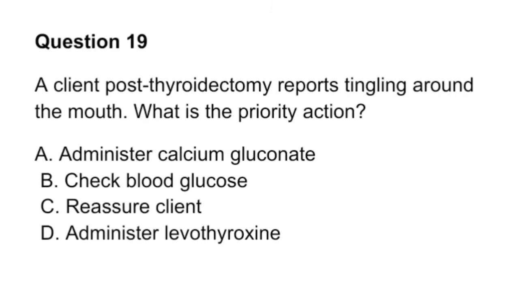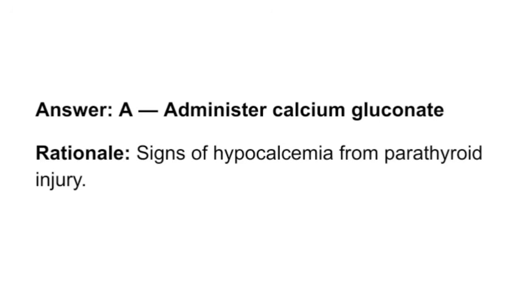Question 19. A client post-thyroidectomy reports tingling around the mouth. What is the priority action? A. Administer calcium gluconate. B. Check blood glucose. C. Reassure client. D. Administer levothyroxine. The answer is A. Administer calcium gluconate. Signs of hypocalcemia from parathyroid injury.